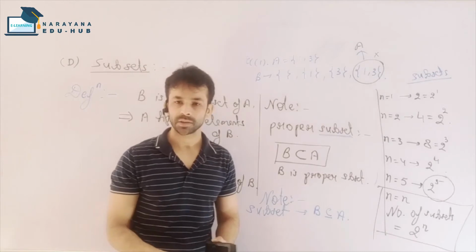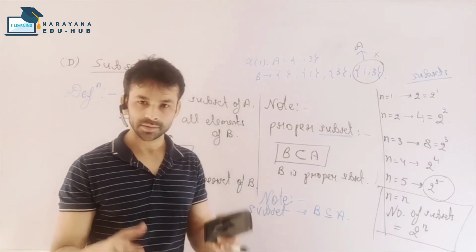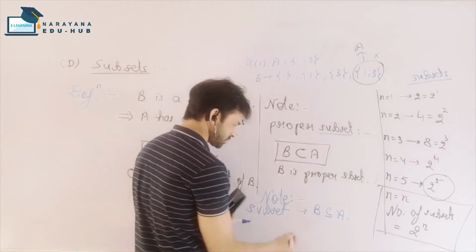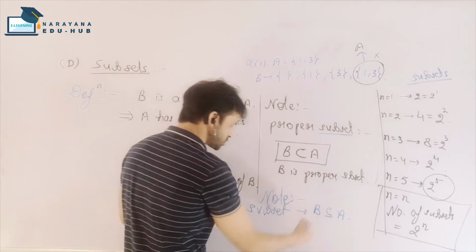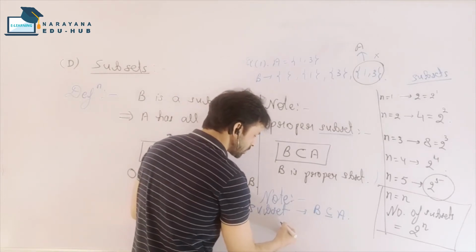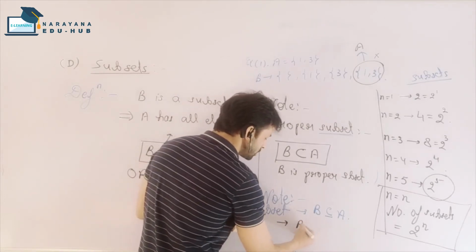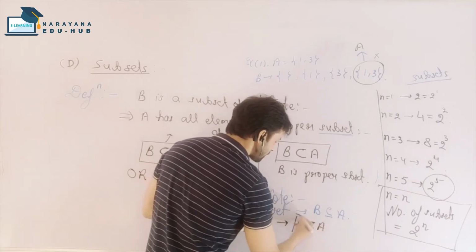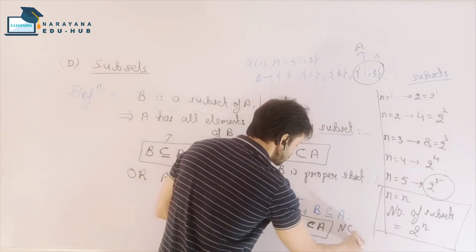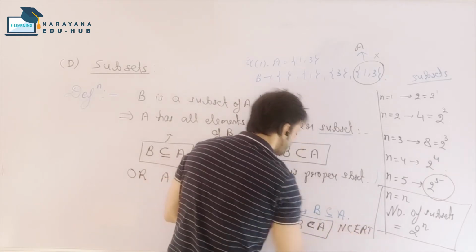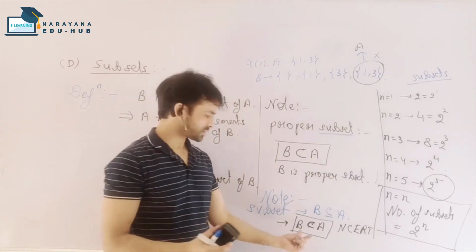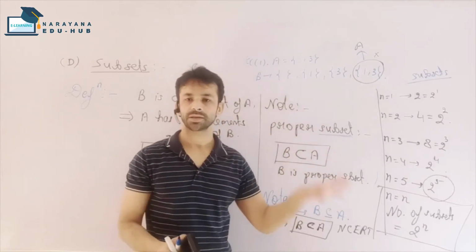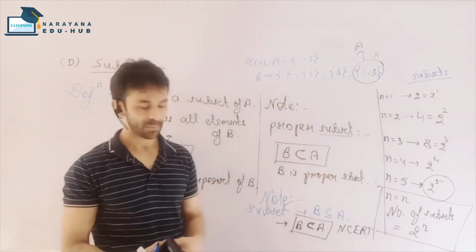But the problem is actually in NCERT books, now they have changed the symbol. For NCERT, they are not using this symbol. They are writing B is a subset of A, like this, in NCERT books. Means they are using this symbol, proper subset. They are not using the definition of proper subset. They have removed proper subset for some time and they are using this.